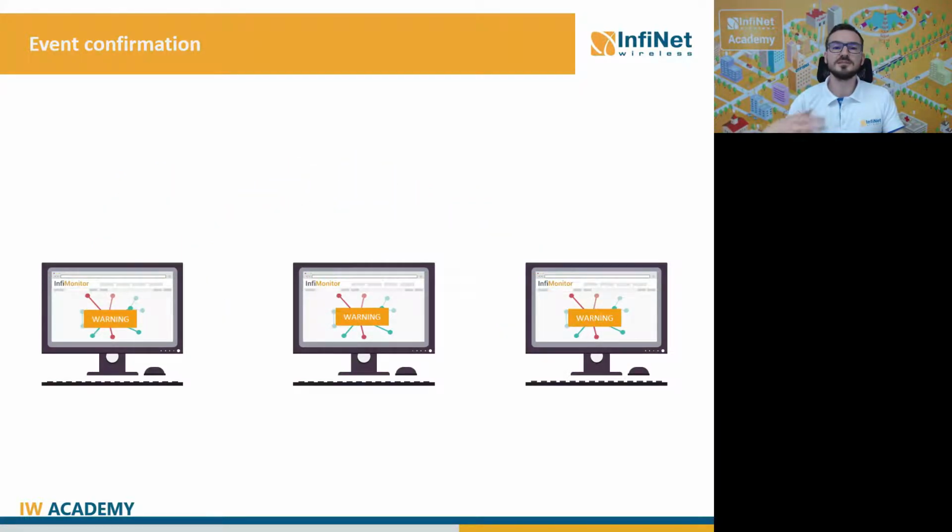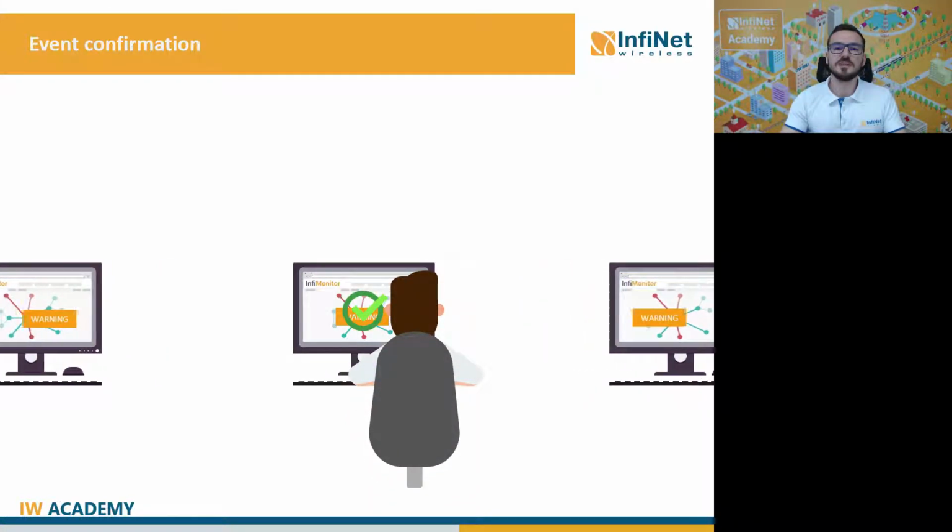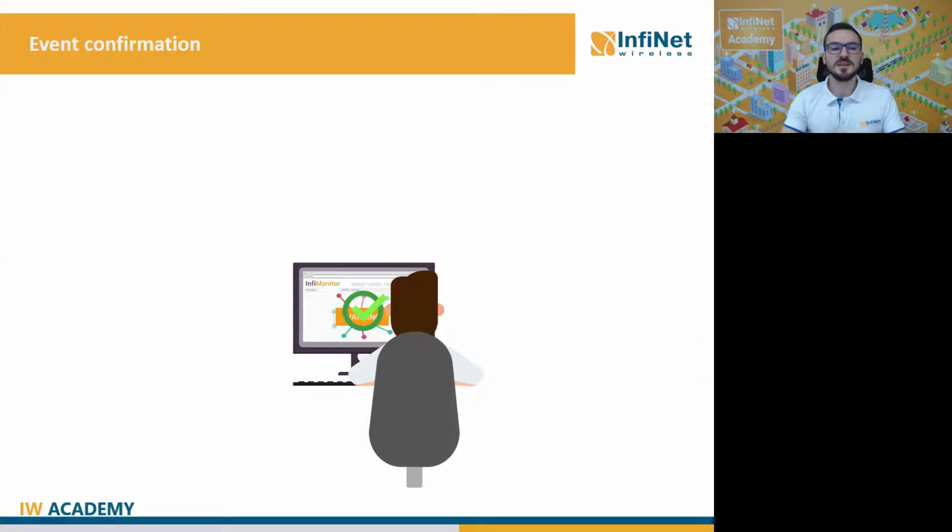After receiving an event notification, the operator changes the event status to acknowledged. For the other people involved in the network monitoring process, this means that the notification has been seen by a particular operator who has taken the appropriate measures in order to solve the problem.